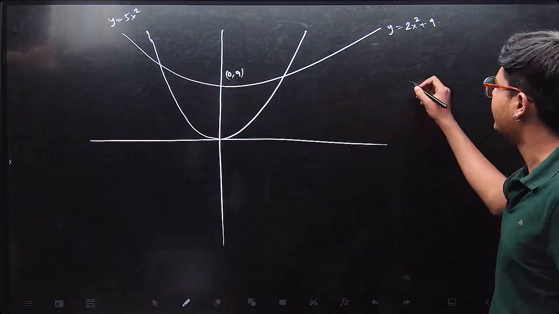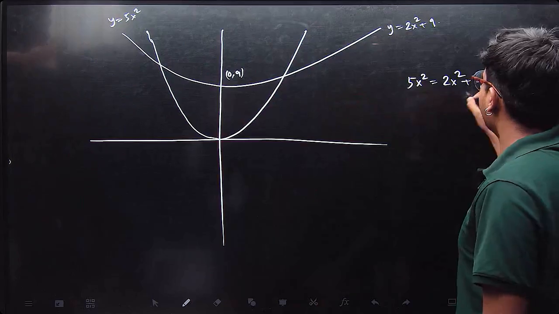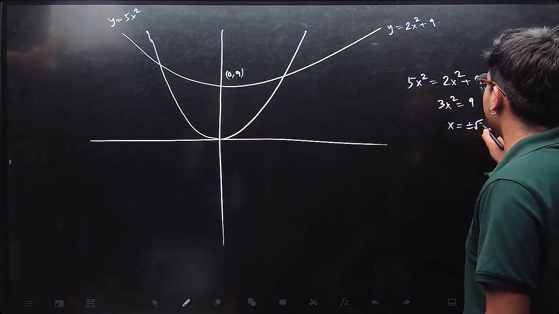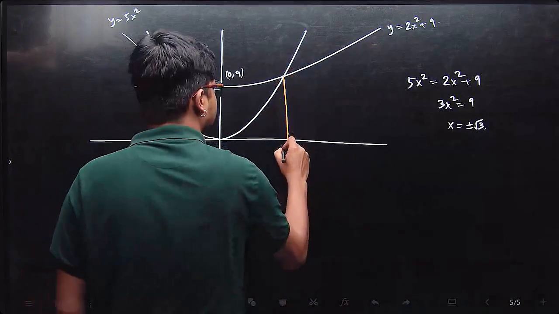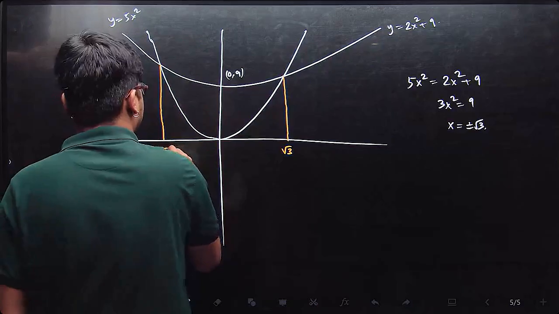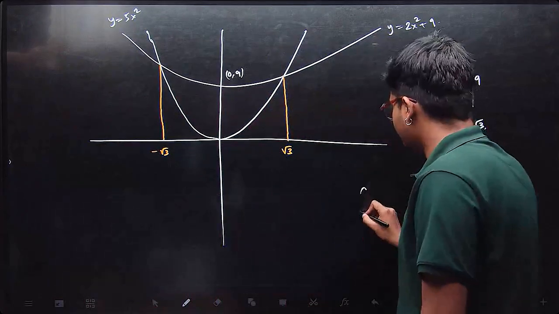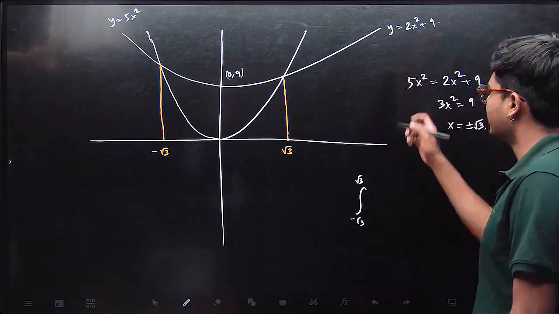You solve for y, right? Which means you get 5x square equal to 2x square plus 9, which implies 3x square equal to 9, which gives you x equal to plus or minus root 3, right? So what are these points? The points of intersection turn out to be nothing but the points at x equal to plus or minus root 3. So what is your final required area? Minus root 3 to root 3. And what is the upper curve over here? It's 2x square plus 9.